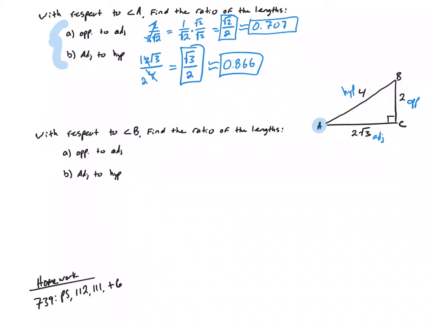Now the next one says with respect to B. So now we're talking about this angle up here, not the blue, but now we're working with the green. For the green, this side is no longer opposite, this is the adjacent, and this side over here is the opposite. And this is still the hypotenuse for both of them. So if we want to do the opposite over the adjacent, it's going to be 2 square roots of 3 over 2, which reduces down to just the square root of 3, which is about 1.732.